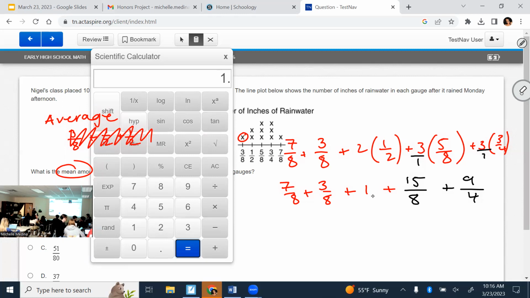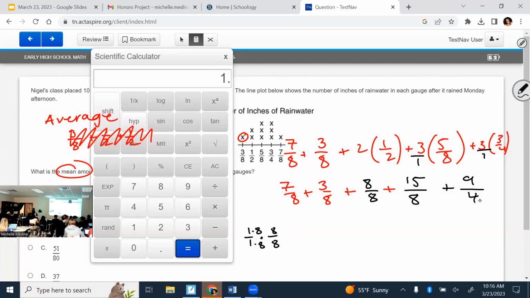Not 1/8. 8/8 is equivalent to the 1. Right, because 1 is a whole. 1 as a fraction is this. If I want my denominator to be 8, I'll multiply it by 8. And whatever you do to the bottom, you have to do to the top. So that's how I get 8/8. This one already has a denominator of 8.